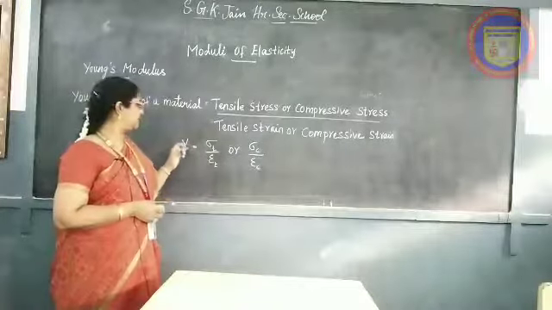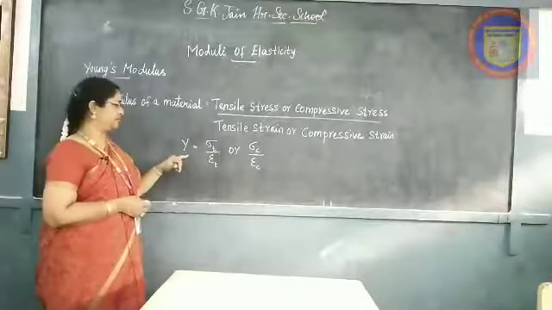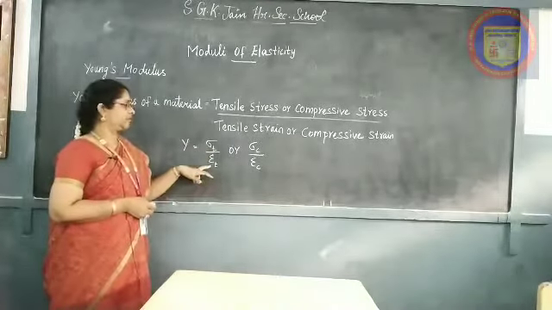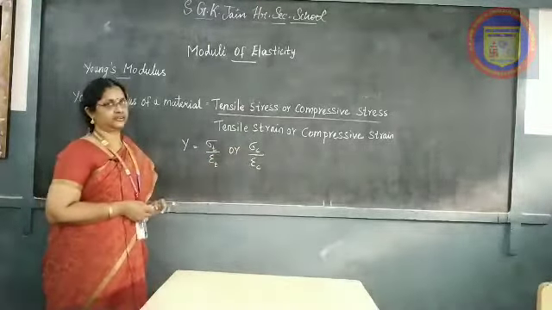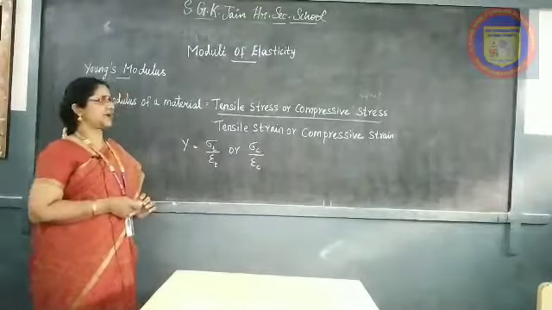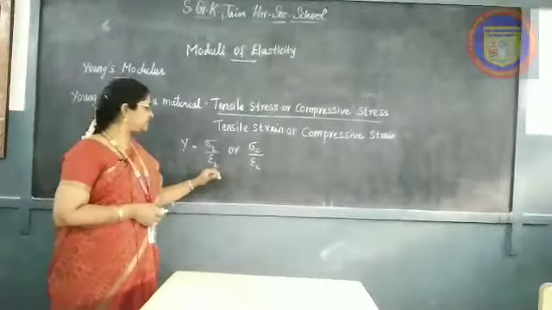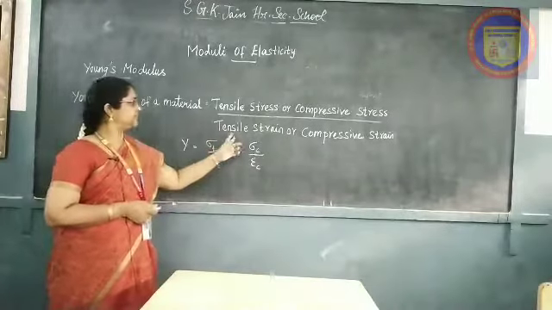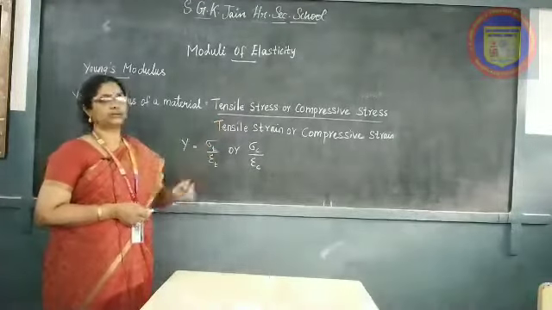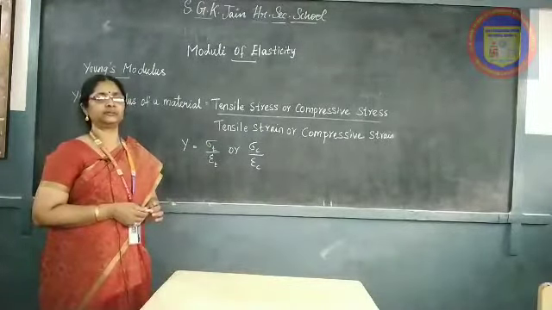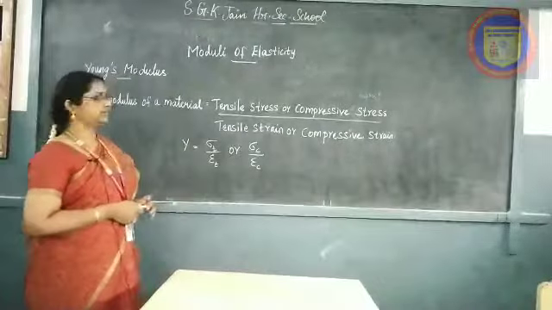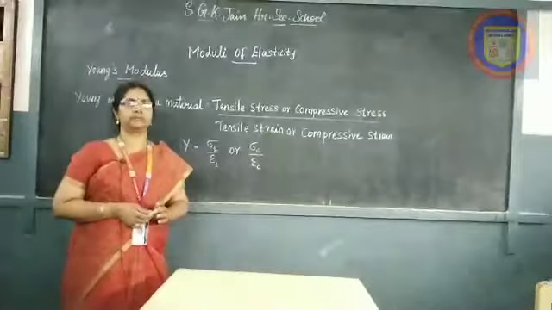So this can be written as Y, the symbol we use for the Young's modulus of the material. Y is equal to sigma T divided by epsilon T, or sigma C divided by epsilon C, where sigma T and sigma C are tensile stress and compressive stress, whereas epsilon T and epsilon C are tensile strain and compressive strain. As we all know, the stress unit is Newton per meter square, and strain has no unit. So the SI unit of Young's modulus is Newton per meter square.